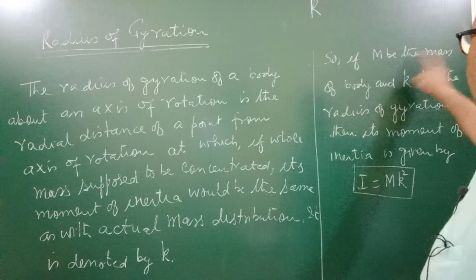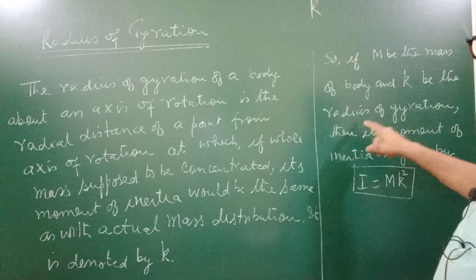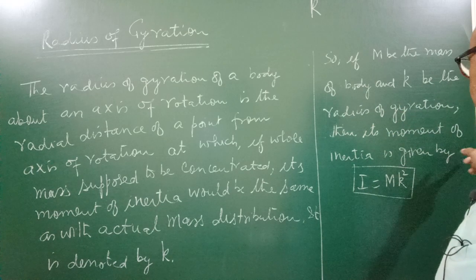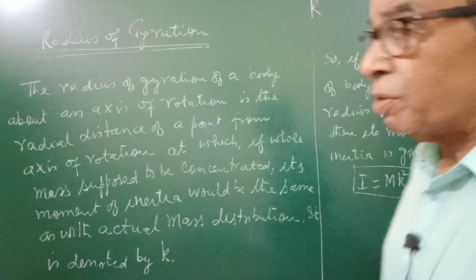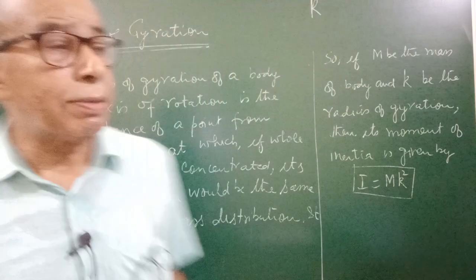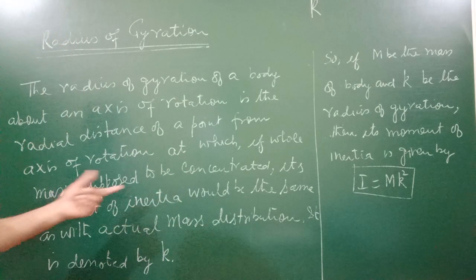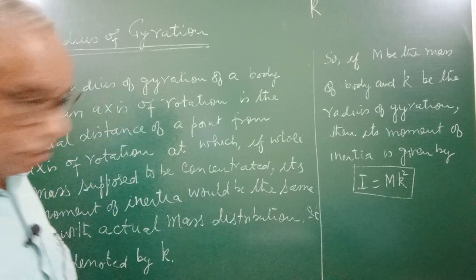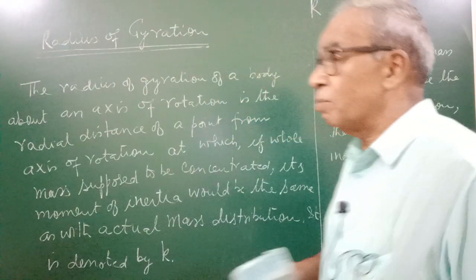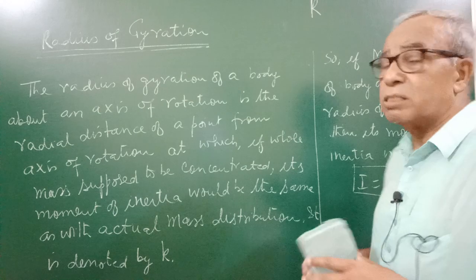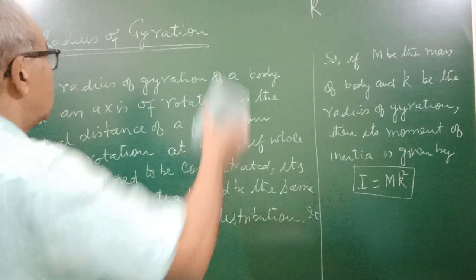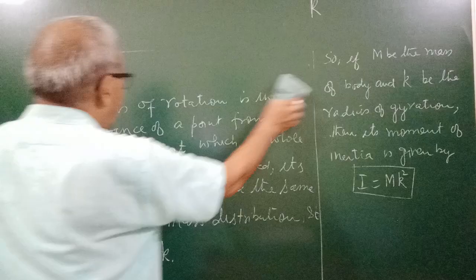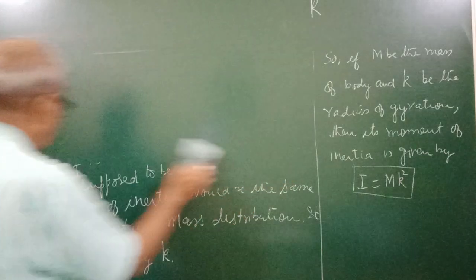So, if m is the mass of the body and k is the radius of gyration, then its moment of inertia about the axis is equal to mk square. Now, because we have assumed a point where the whole mass is supposed to be concentrated, you have learned just now the center of mass. So this point is not the center of mass. It is an imaginary point where we can assume the whole mass of the body concentrated.